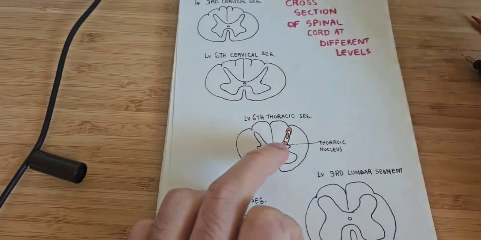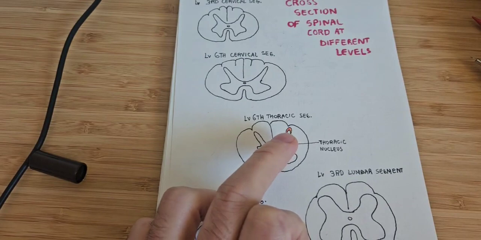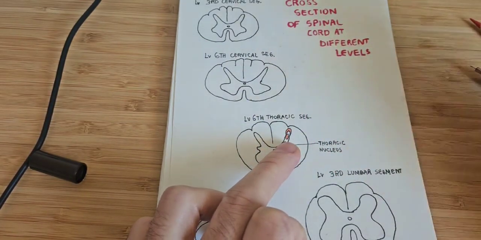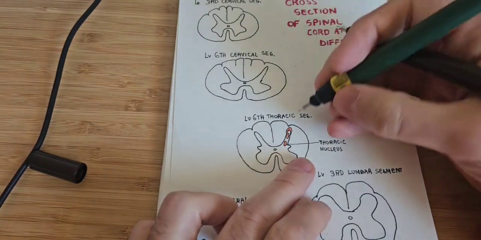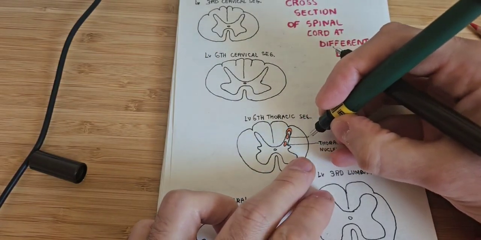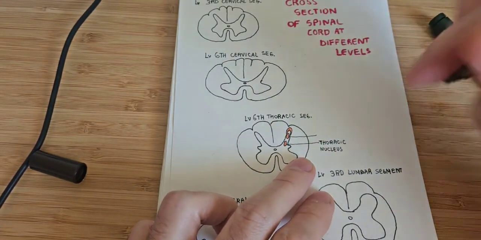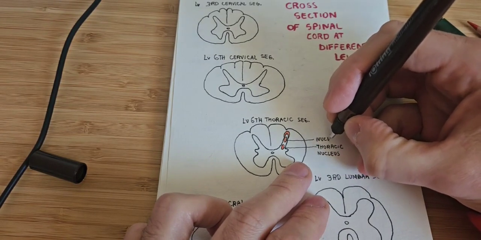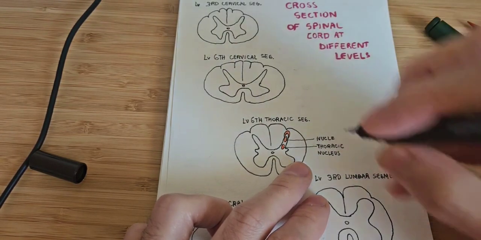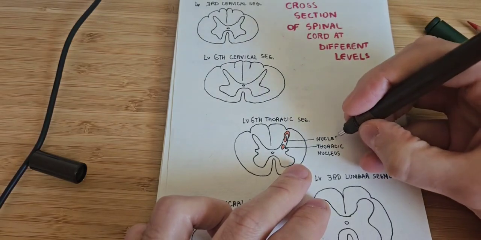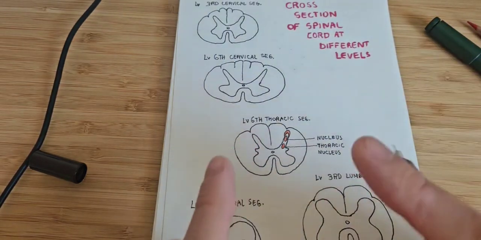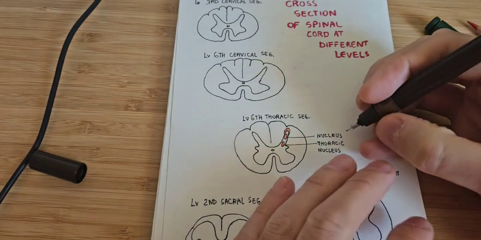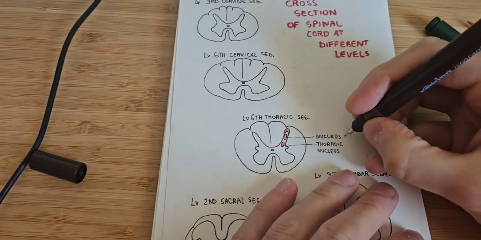Then we have the nucleus proprius. The nucleus proprius is this one, the second one. Let me label 2 here. This is the nucleus proprius. And if you want to watch the full video, it will be later on my YouTube channel, which has the same name as my TikTok account.